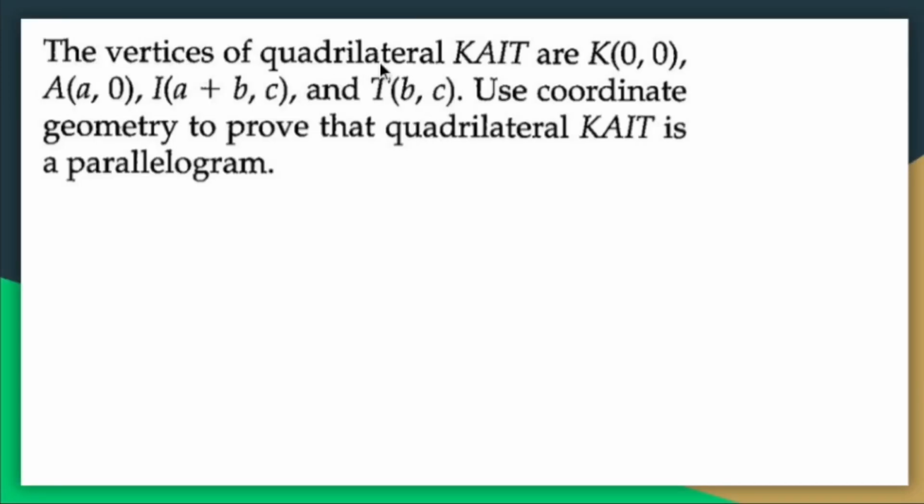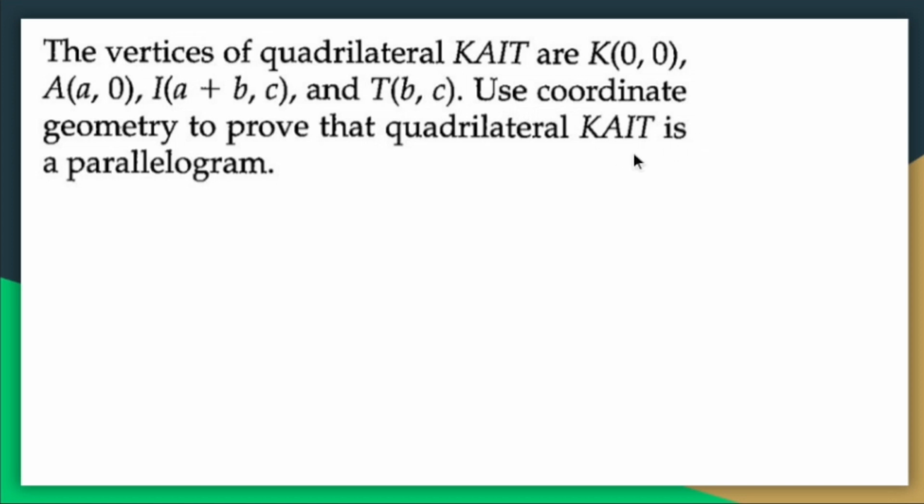The vertices of quadrilateral KAIT are K, which is 0, 0, A, which is A, 0, I, which is A plus BC, and T, which is BC. Use coordinate geometry to prove that quadrilateral KAIT is a parallelogram.